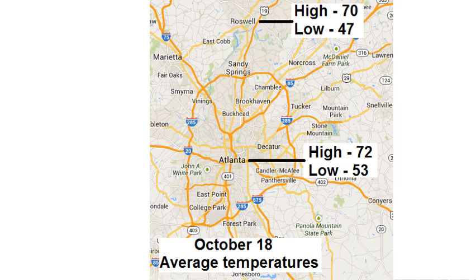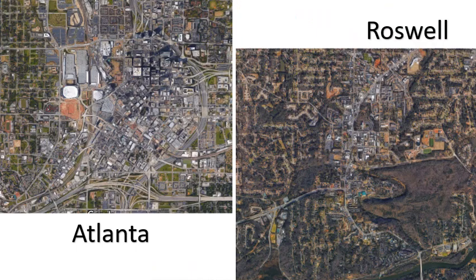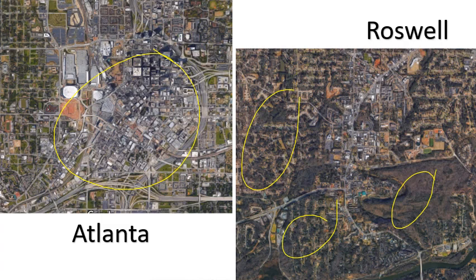If you look here at average October 18th high temperatures, city of Atlanta, 72, Roswell, 70. Now, it doesn't seem like a lot, but we're neighbors, and this is a historical average over many years that Atlanta seems to always be about 2 degrees hotter than Roswell. Well, take a look at the difference. Notice that in Atlanta, it's pretty much all buildings and a lot more roads, whereas out here in Roswell, we've got a lot more trees, and those trees help to keep temperatures from getting as hot because the trees soak up the sunlight and use it for photosynthesis.